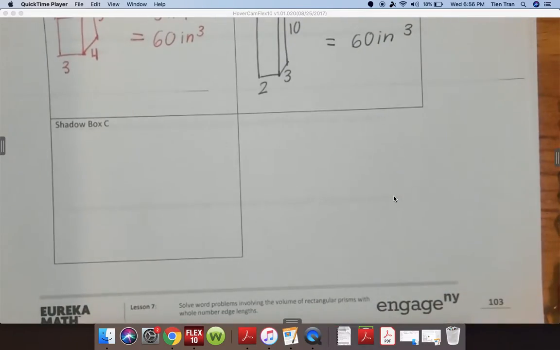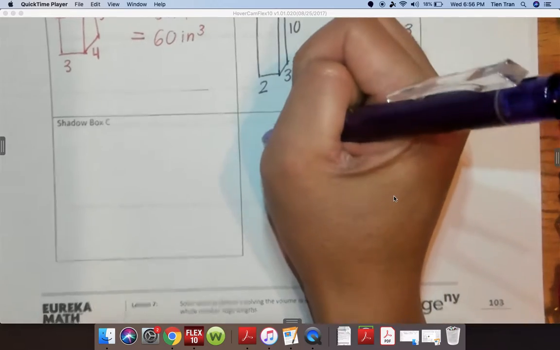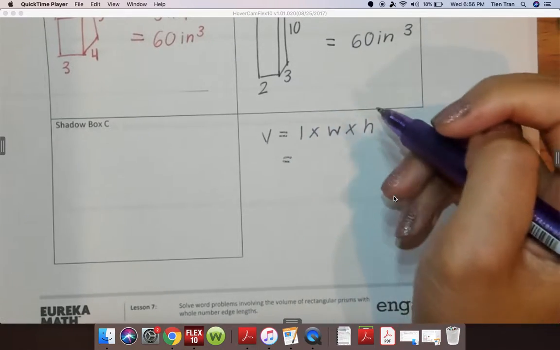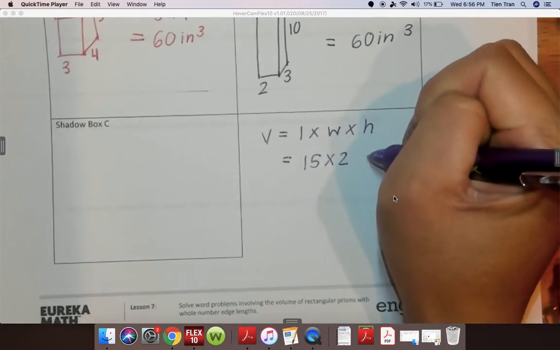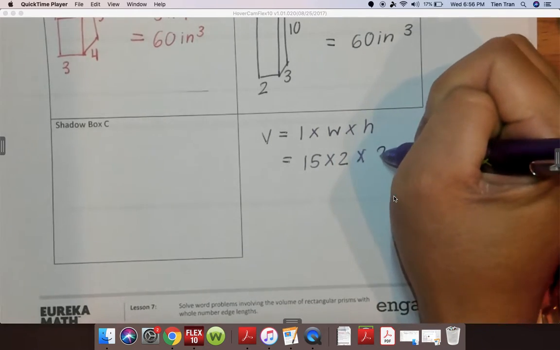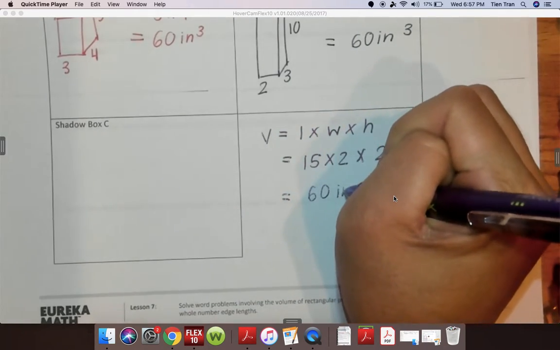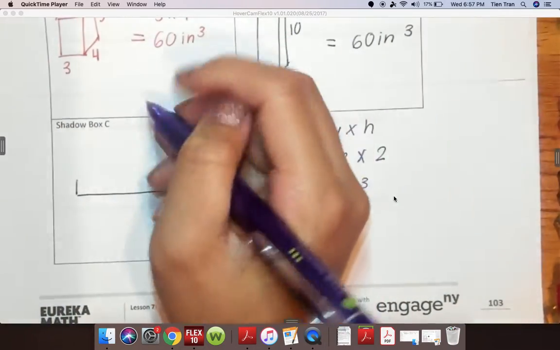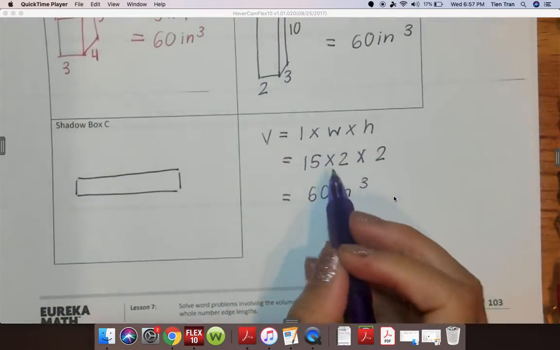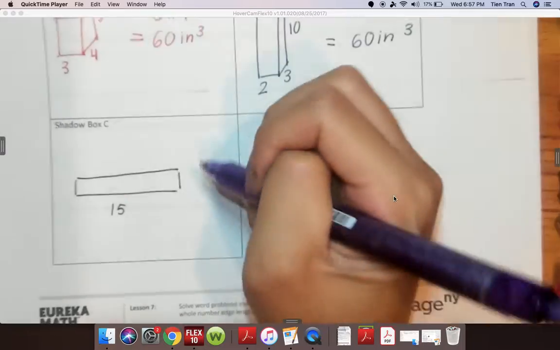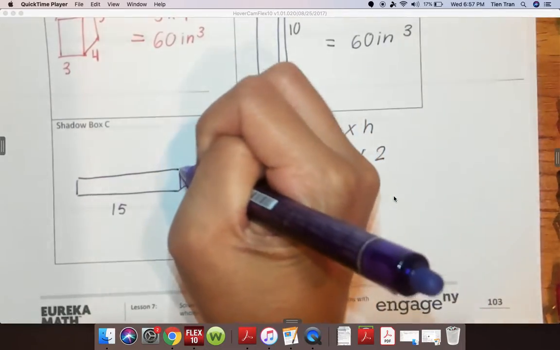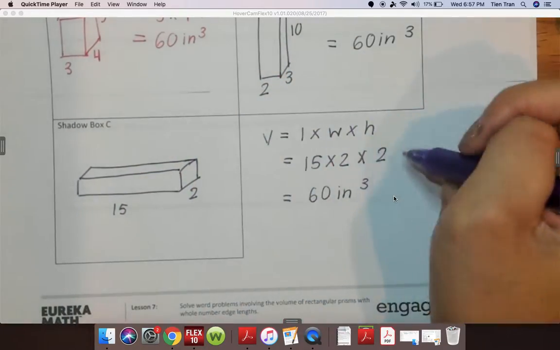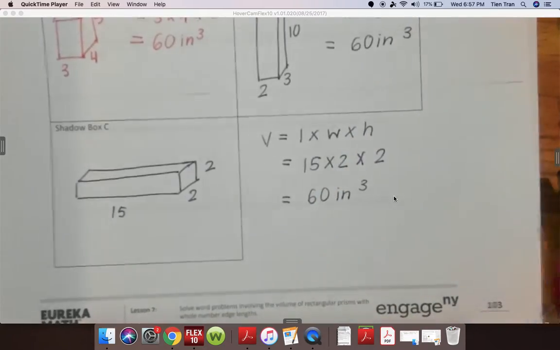Now box C. I know that volume is equal to length times width times height. Okay, and I know that 15 times 2 is equal to 30, and 30 times 2 is equal to 60 inches cubed. So I'm going to draw a diagram that looks like that. So here is my diagram. Okay, so my length I said was 15. And my width, I said, was 2. And I said my height, or how high my rectangular prism is going to be, is 2. Okay? Now I'm going to turn the page.